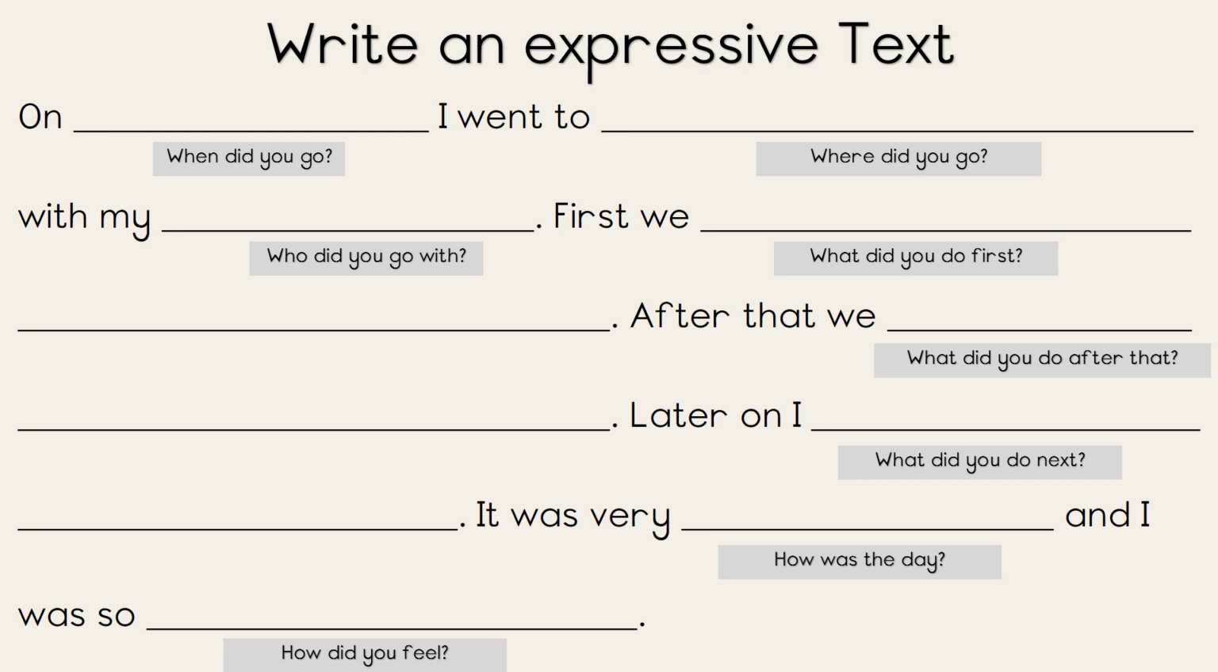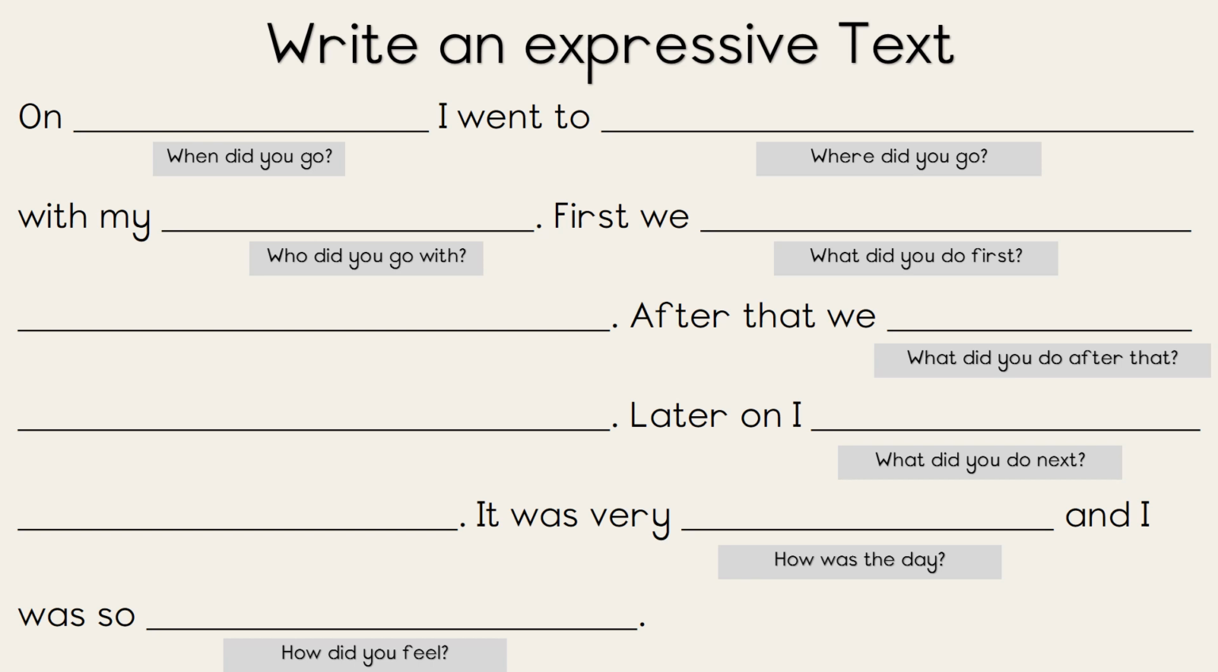Here is the outline for your creative writing. You are going to be writing an expressive text. Now you must answer these questions under the lines. On, when did you go? So write the date. I went to, write the place that you went to. Where did you go? With my, who did you go with? Write the person's name or who the person is to you.